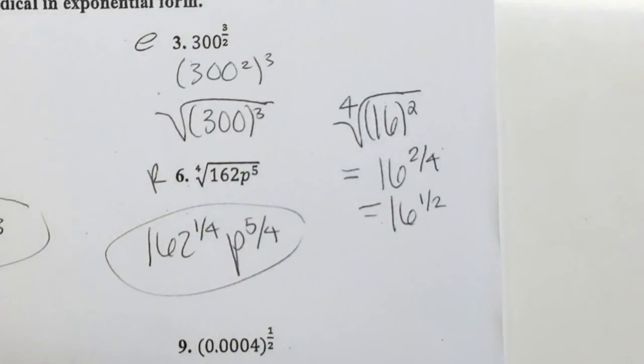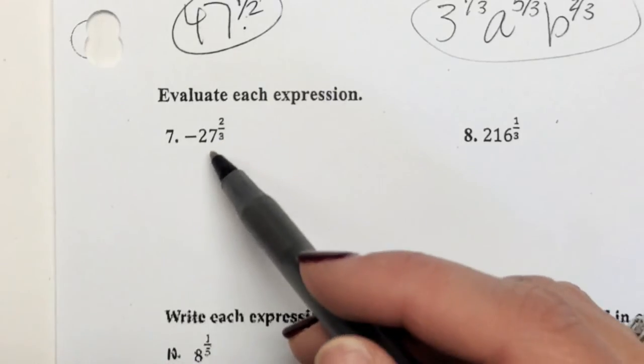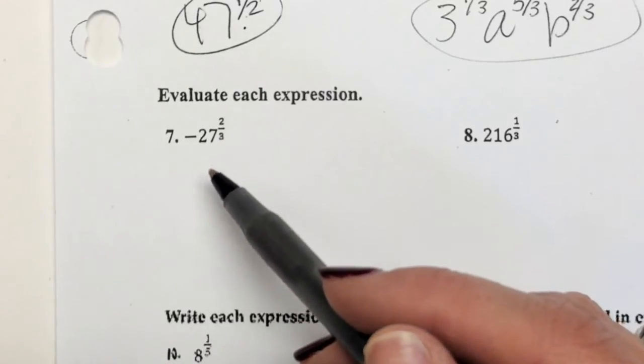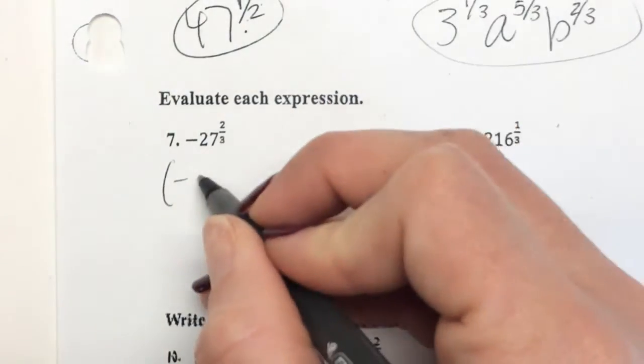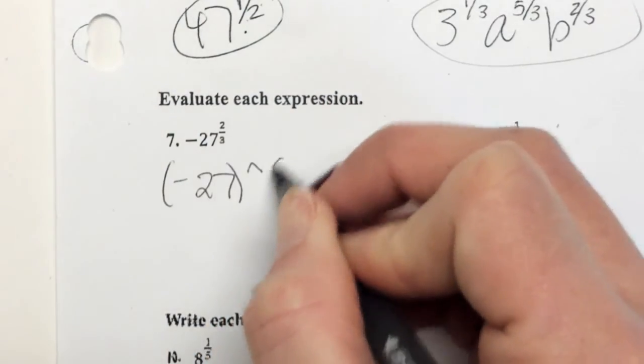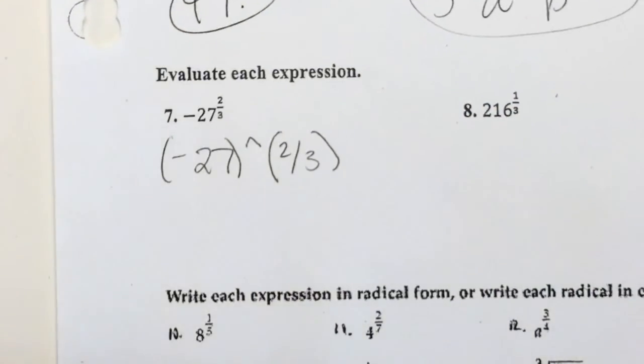Everybody understand? Okay. The next ones are evaluating. This is where you actually find what is negative 27 to the 2/3 power. So you can just type this straight into your calculator. But make sure that you type it in like this. Parentheses negative 27 raised to parentheses 2/3 power. And if you don't know how to do this in your calculator, let me know. But go ahead and do 7, 8, 9 on your own.